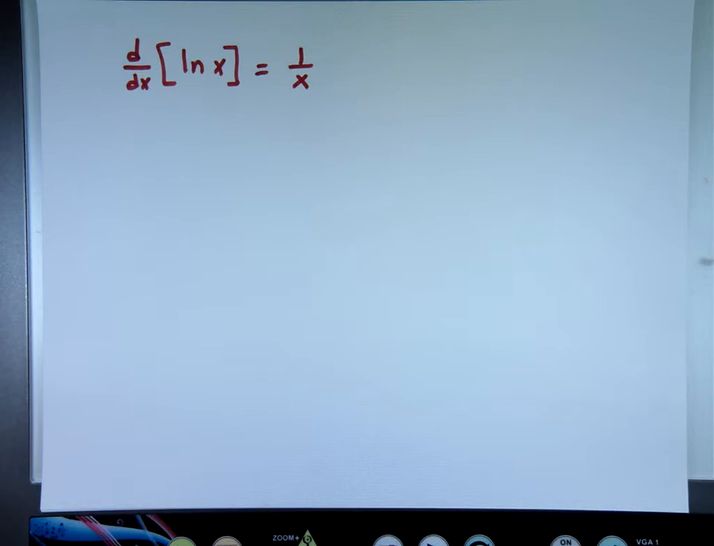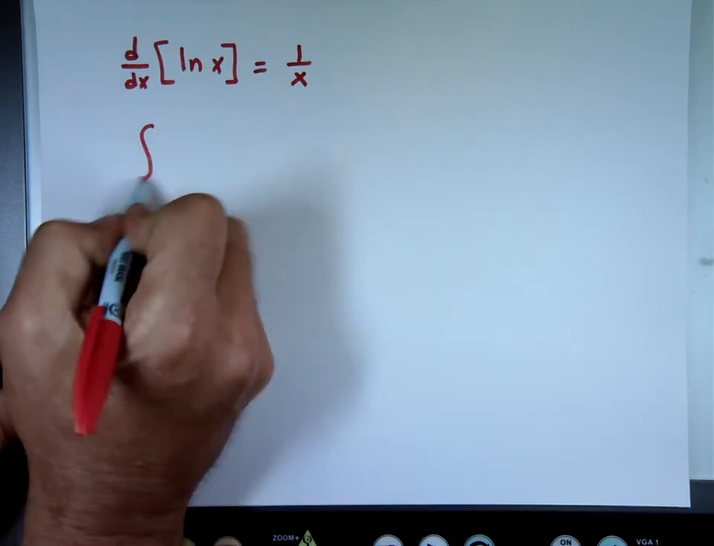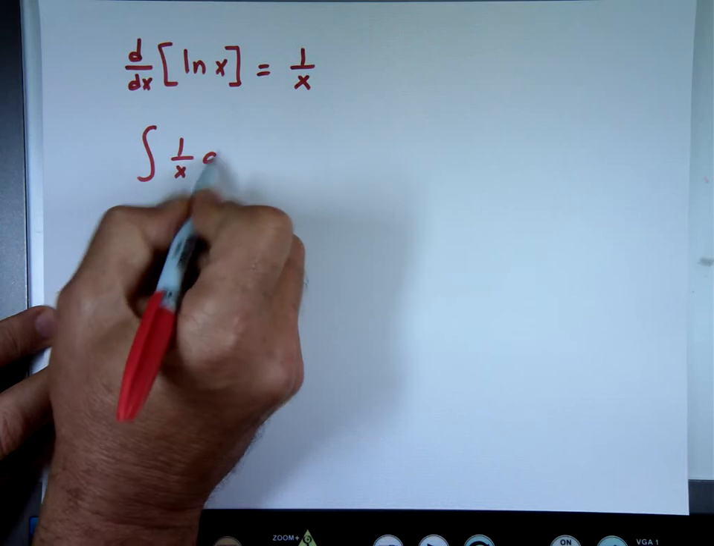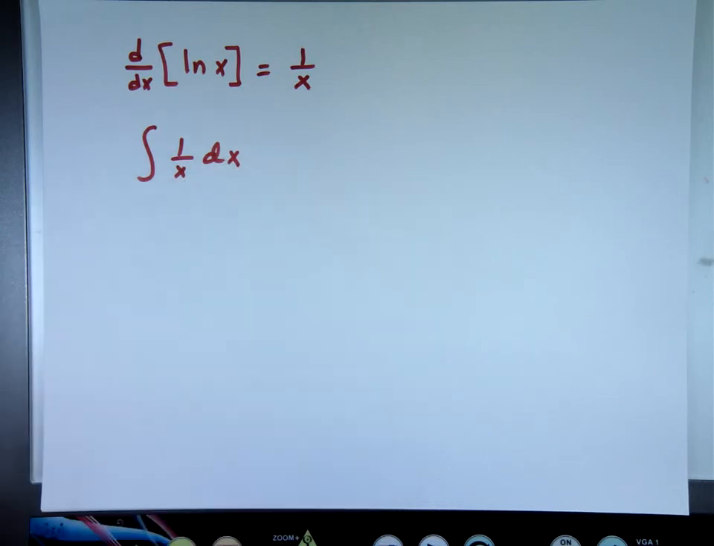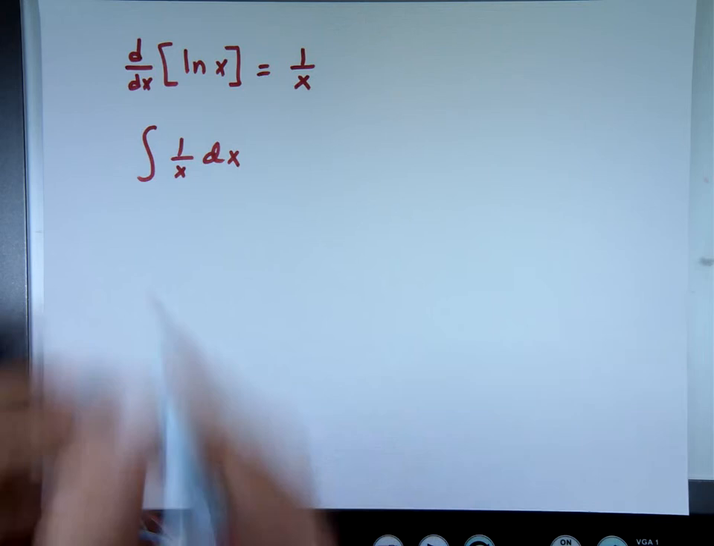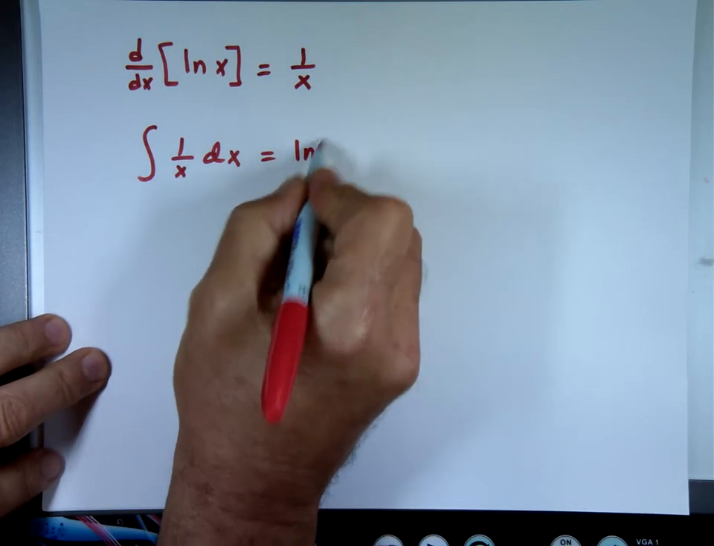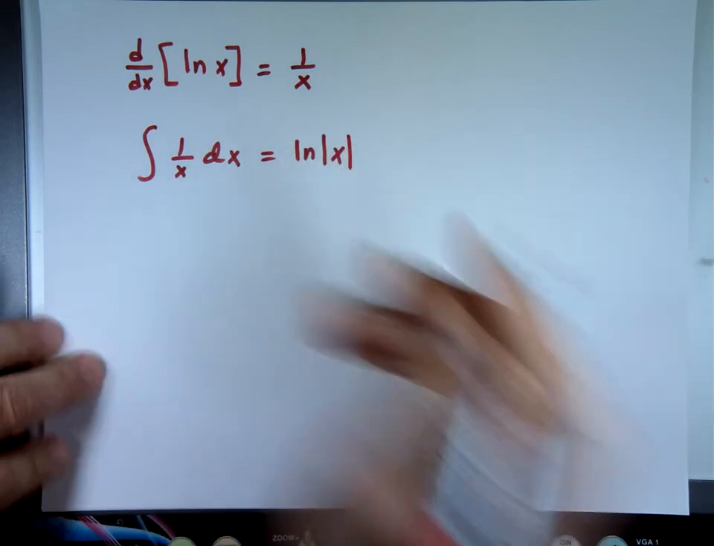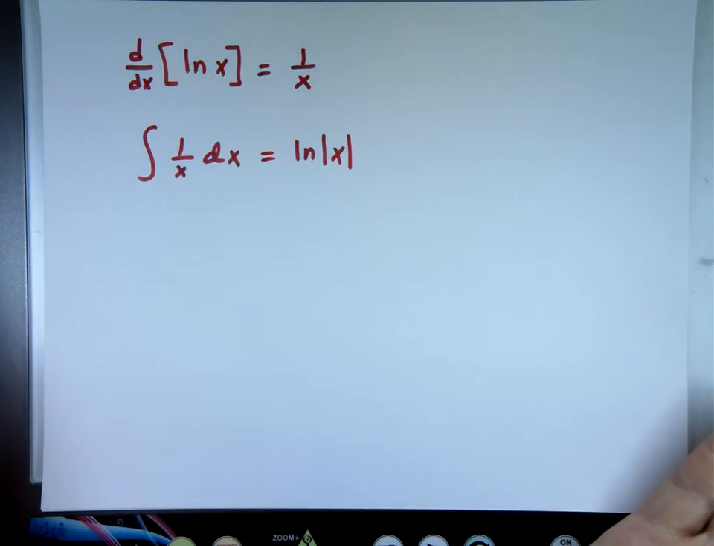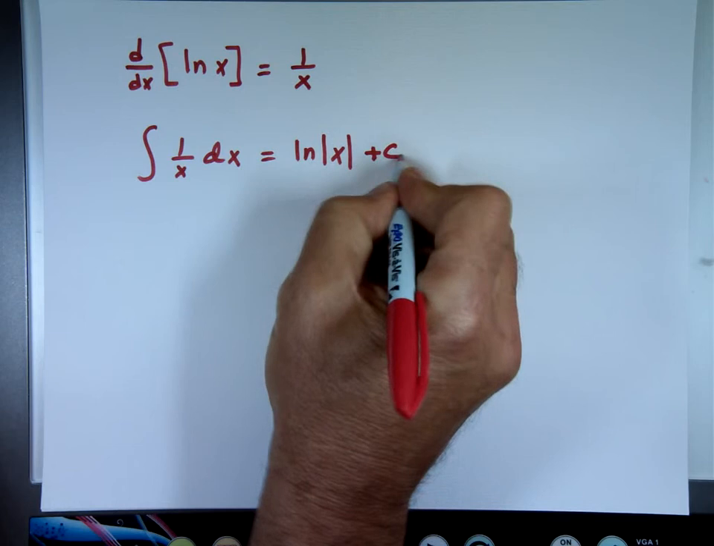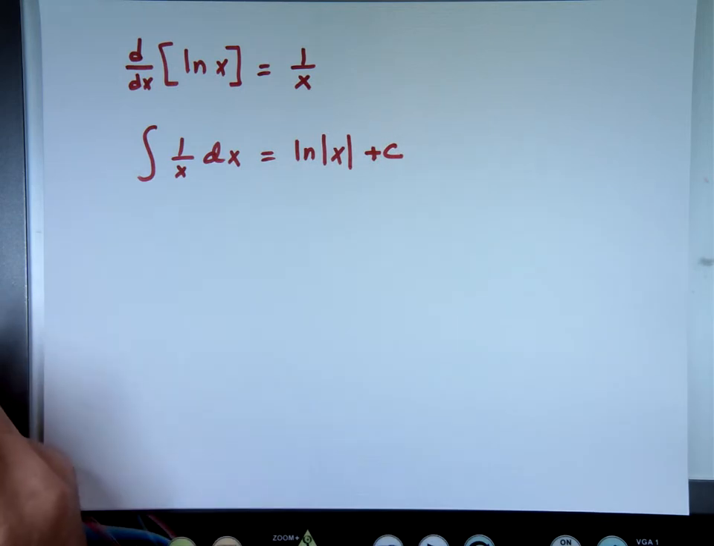So, what's the integral of 1 over x then, dx? What function has a derivative 1 over x? It's a natural log, right? Except here we write the natural log of the absolute value. Why do we put the absolute value? Because we know you can't take the natural log of a negative number. It has to be a positive number. Plus c.